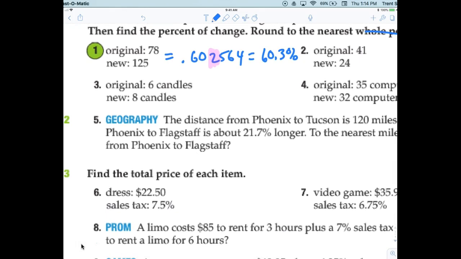Now, I don't always expect you to use the calculator because sometimes we can do mental math. What's the change? 2 out of how many? 2 out of 6. Because it's the change divided by the original, right? 2 out of 6 reduces to 1/3. And I want everybody in here to say, I know 1/3 is the same as 33 1/3%.